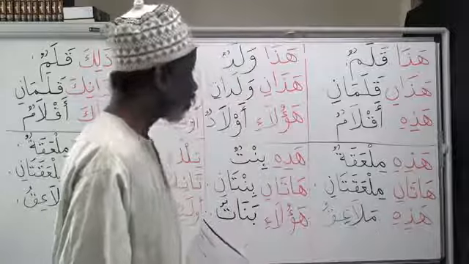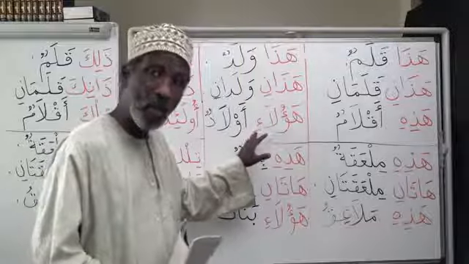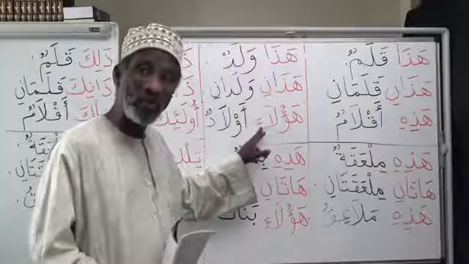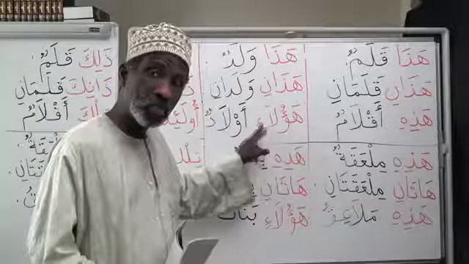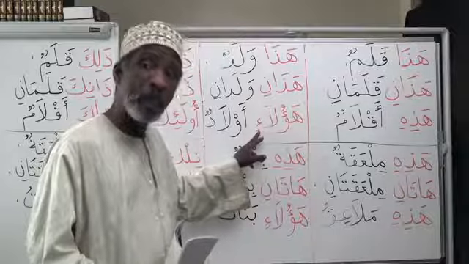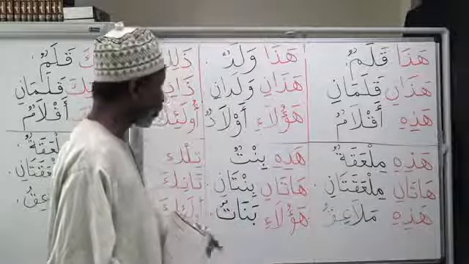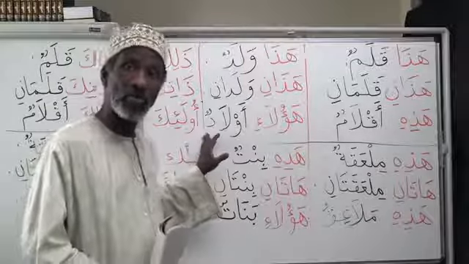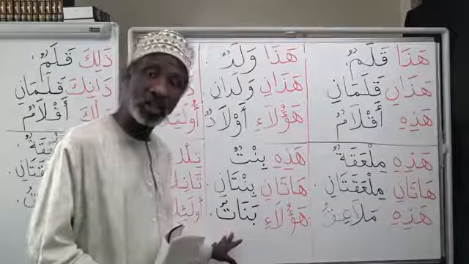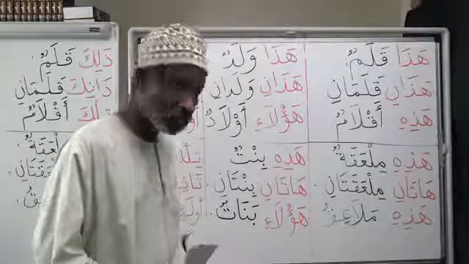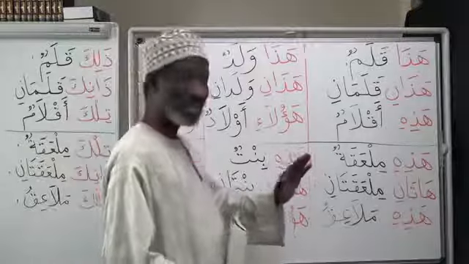هذه ملاعق. But for human, when you're referring to human in plural, three or more, you use هؤلاء for these are, and it is gender neutral. You use هؤلاء referring to male plural as well as female plural. So you say هؤلاء أولاد. These are boys. هؤلاء بنات. These are girls.